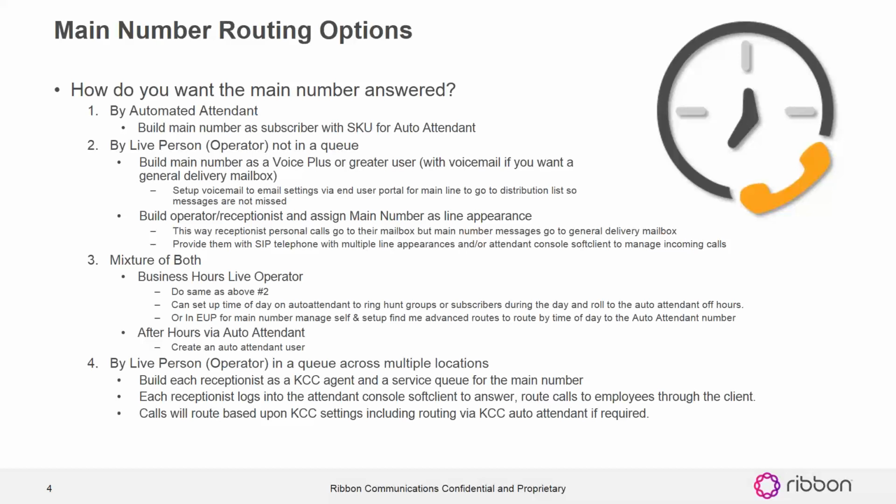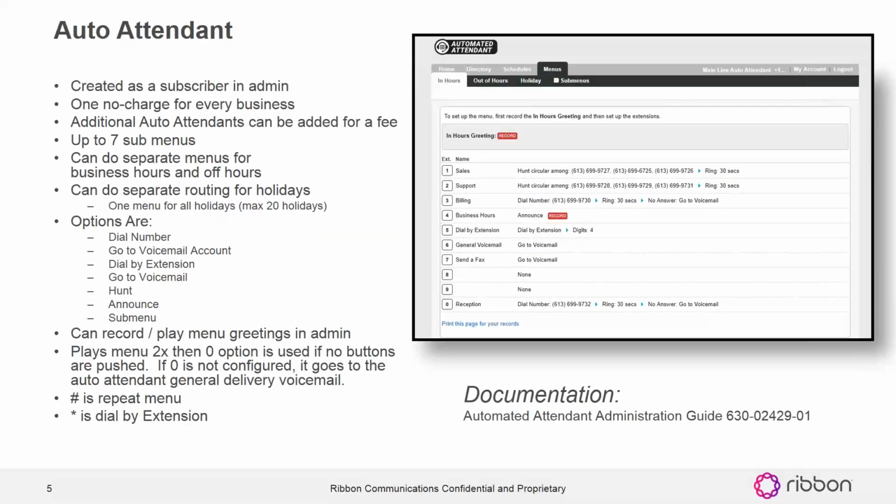But we're going to delve into this quite a bit more here. So let's start off with the auto attendant. Now, the auto attendant, as I said, is created as a subscriber in the database. And you get one for every business you create. There's a no charge inventory that we've set up. And then there are additional auto attendants that can be added, but you have to add them as inventory in your dashboards, as you hopefully know.